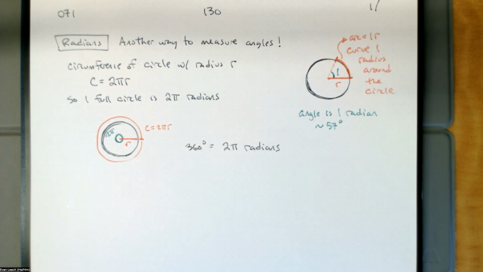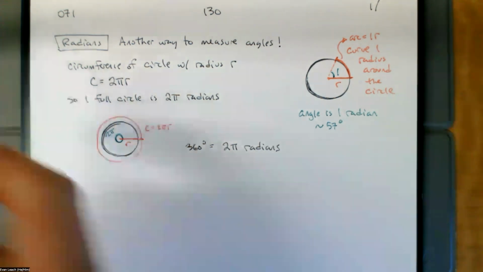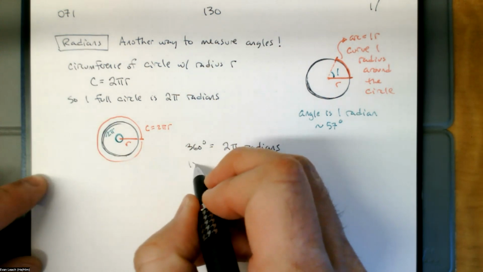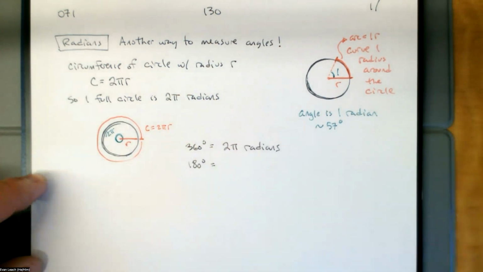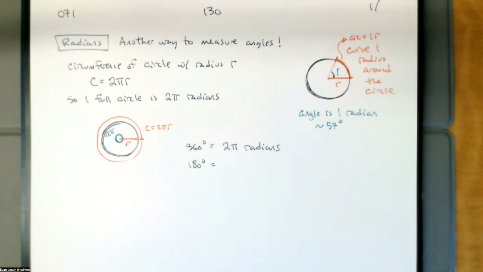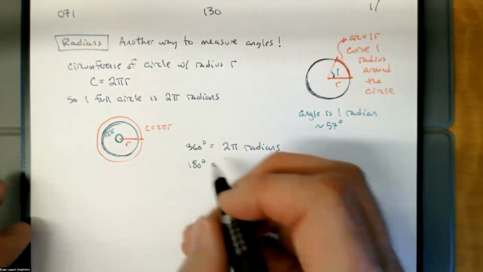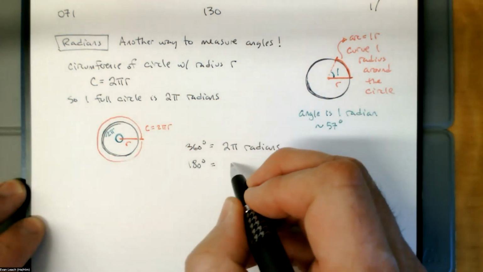So what's half of a circle going to be? What's 180 degrees equal to? How many radians will that be? Pi. Divide both sides by 2. So 360 divided by 2 is 180, and 2 pi divided by 2 is pi.